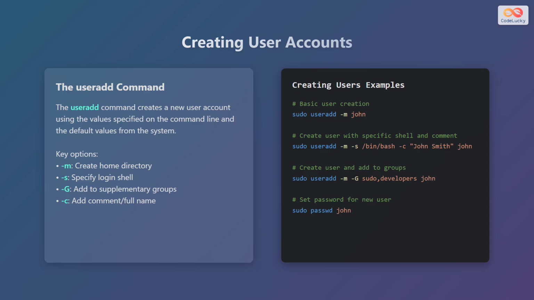On the right side, we can see a few examples of creating users. To create a basic user account with a home directory, use the command sudo useradd -m john. To create a user with a specific shell and comment, you would use the command sudo useradd -m -s /bin/bash -c "John Smith" john. And to create a user and add them to the sudo and developers groups, execute the command sudo useradd -m -G sudo,developers john. Finally, to set the password for a new user, you would use the sudo passwd john command.